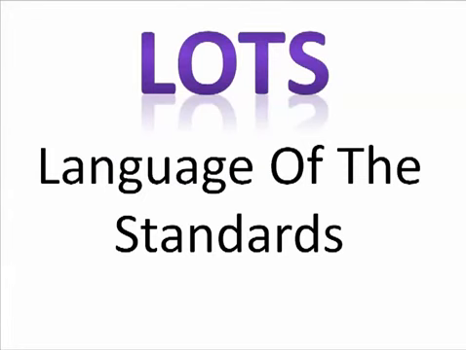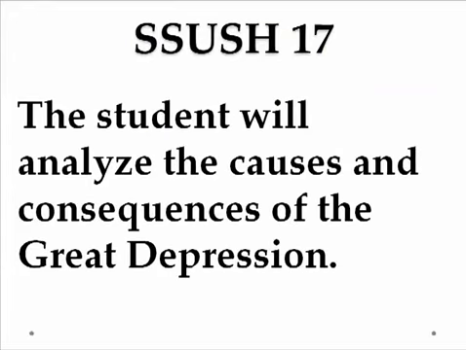Standard 17 has three substandards, A, B, and C. Let's go ahead and jump into that. Remember, we have to look at the language of the standards. We've got to focus on that only, that way we don't teach too much or teach too little. So the student will analyze the causes and consequences of the Great Depression. So we're going to talk about the Great Depression.